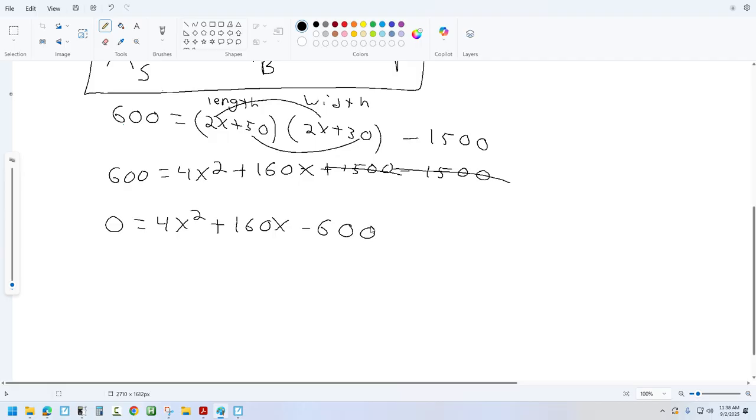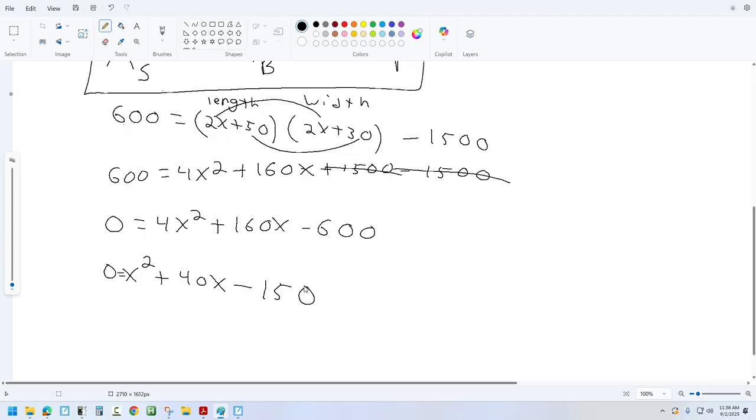Anybody see what you could do here? This doesn't always happen, but it does with these numbers. Yep, you can divide everything by 4. Is it necessary? No. But it will make everything a little easier to work with. Now, that's not factorable using integers. So we are going to have to use the quadratic formula.